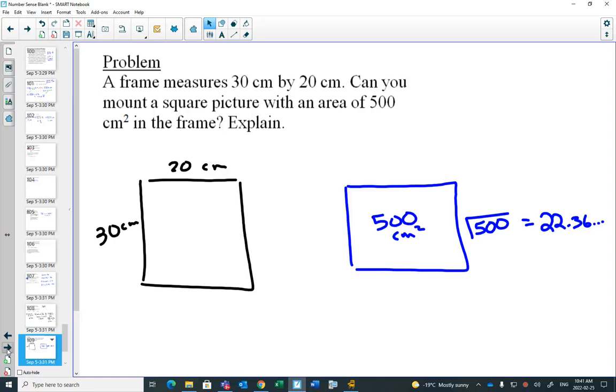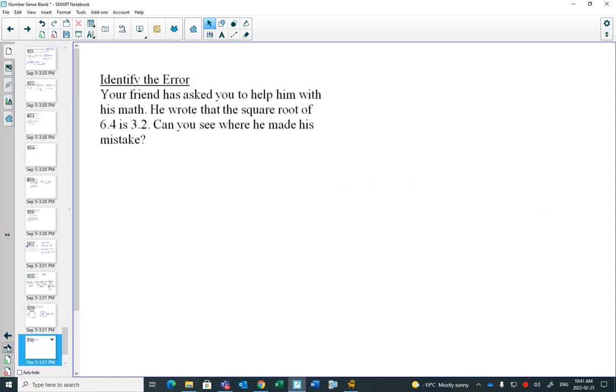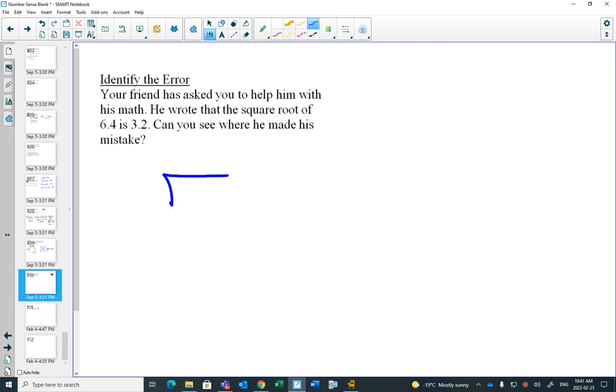All right, and the very last question of our notes. So exciting. Identify the error. Your friend has asked you to help him with his math. He wrote the square root of 66.4 is equal to 3.2. Can you see what he did? Someone said he added 3.2 twice instead of multiplied, right? Or he divided 2.